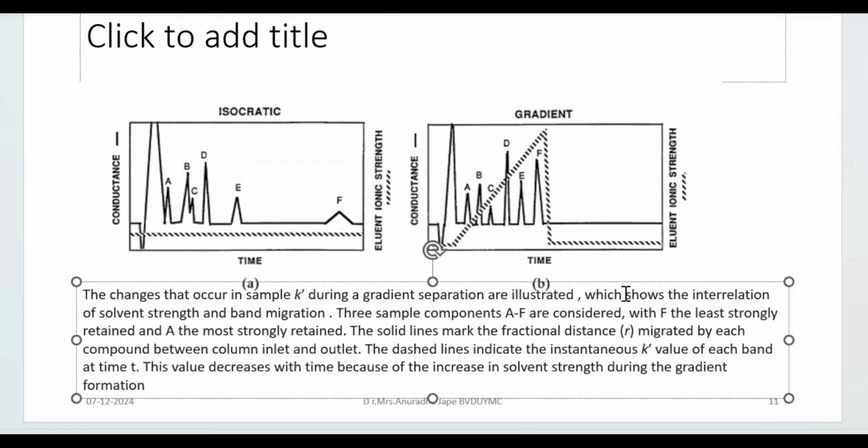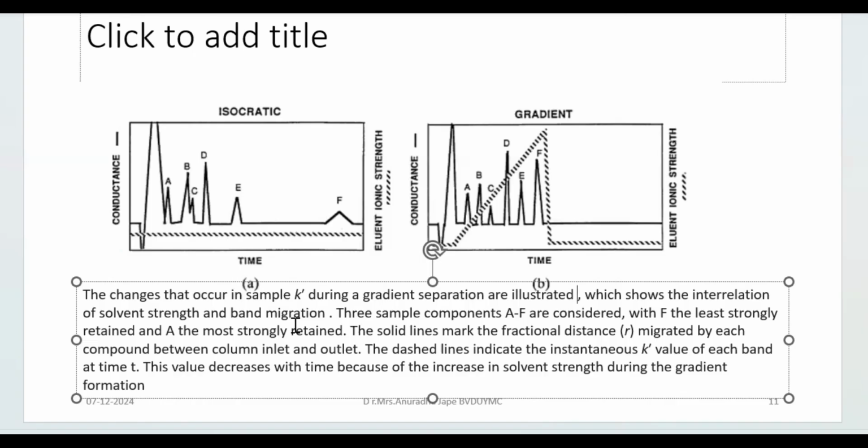And isocratic system and gradient system. So this is in the previous graph what we had seen. What was there on the x-axis? It was with respect to volume. Now it is with respect to time, right? X-axis is time, and the y-axis is with respect to conductance.